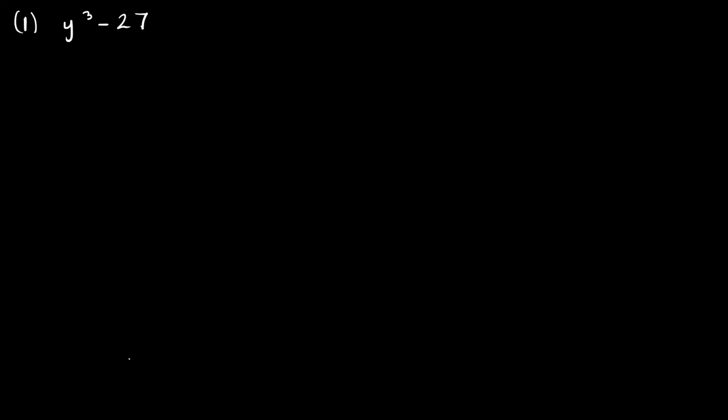So how to write whole cubes for both? So we start with first bracket y the whole cube minus 3 the whole cube. Okay, very good. Because 3 cube is 27. What is in place of a over here? y. And b? 3. Okay. Tell me the formula now of a cube minus b cube. First bracket a minus b bracket closed. Second bracket a squared plus ab plus b squared bracket closed.